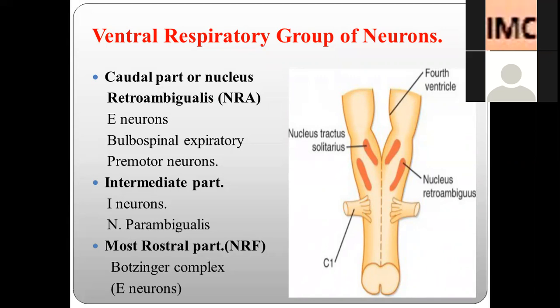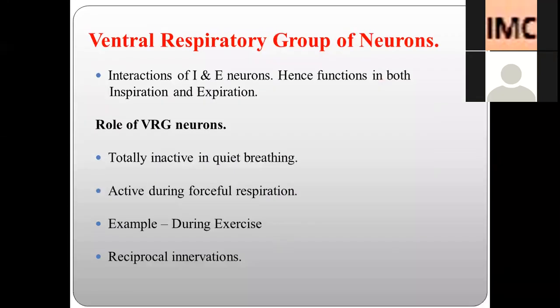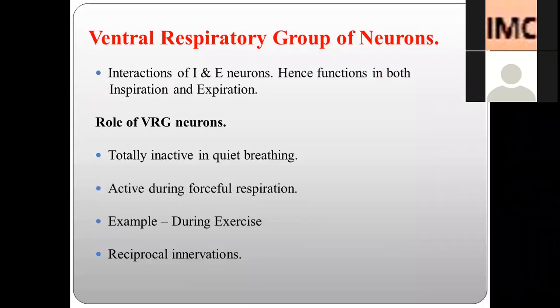This ventral respiratory group of neurons has three parts. There is a caudal part, which is near the retroambiguous and contains the expiratory neurons. The intermediate part contains the inspiratory neurons, and the rostral part is the Bötzinger complex, which again contains the expiratory neurons. So this is the ventral respiratory group of neurons. What is the function of this? As we can see, there are both inspiratory and expiratory neurons, so the function is in both inspiration as well as expiration.